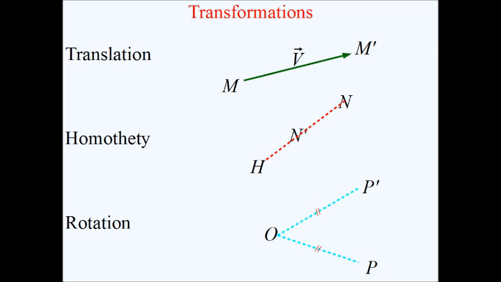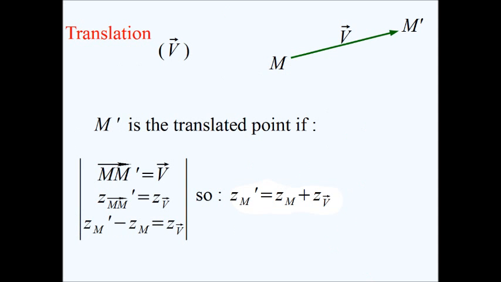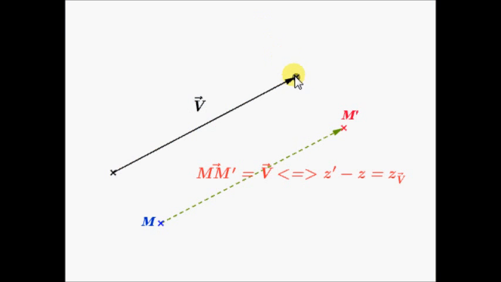And the transformations now, with the translation, the homothety and the rotation. The translation is very simple. You see that this transformation acts like an addition. z prime equals z plus the affix of the vector. We add the affix of the vector.